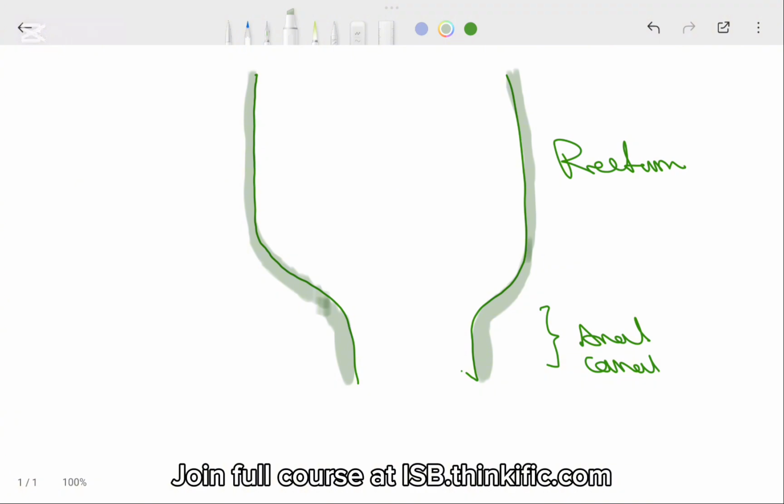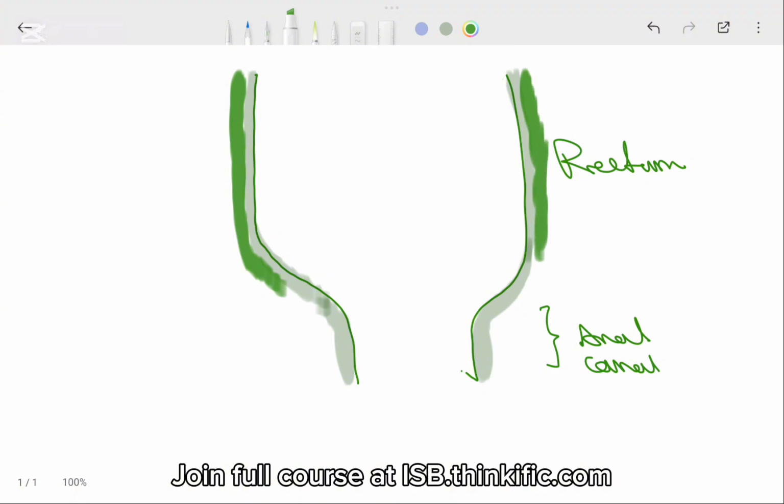So what is internal anal sphincter? It's smooth muscle, derived from the continuation of the inner circular coat of rectum, muscle coat of rectum. And there's also an outer longitudinal coat. I'm going to give it a different color. Now this coat keeps descending, and it also continues into the anal canal, but I will tell you what happens later.